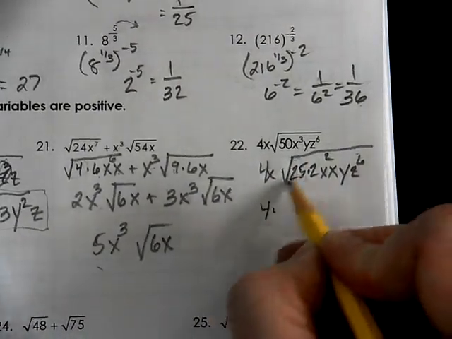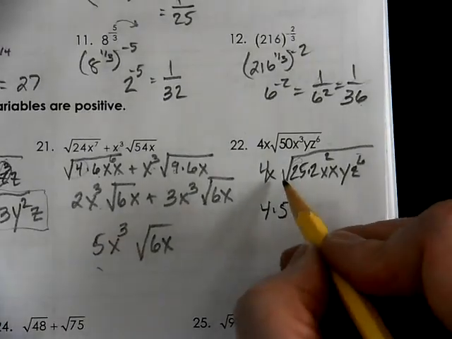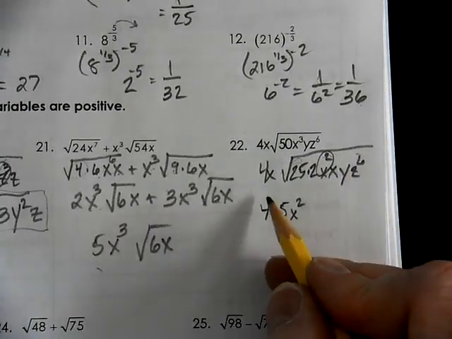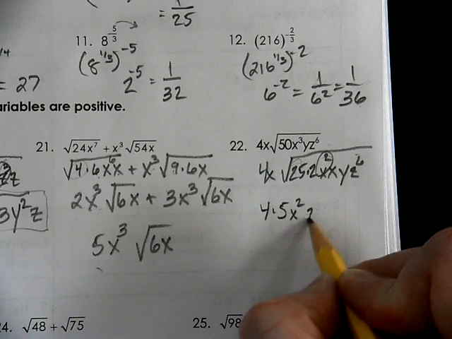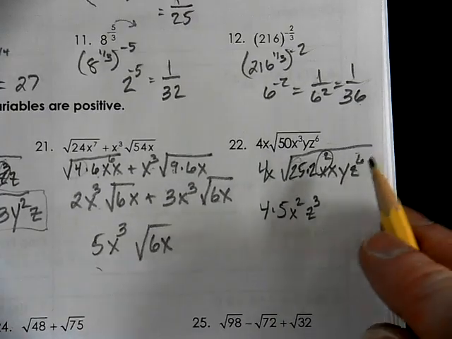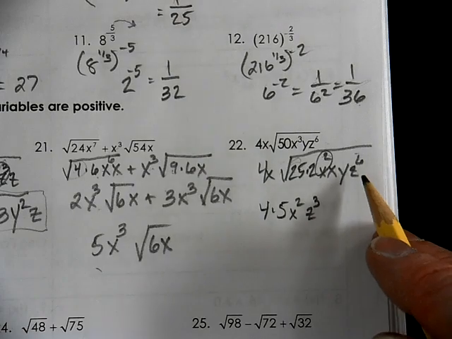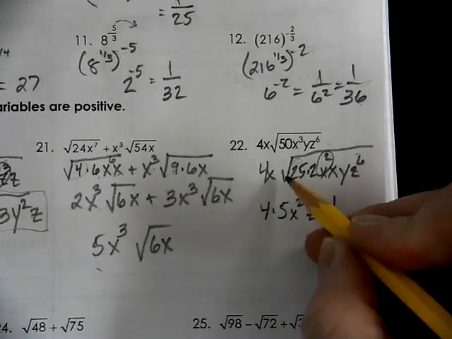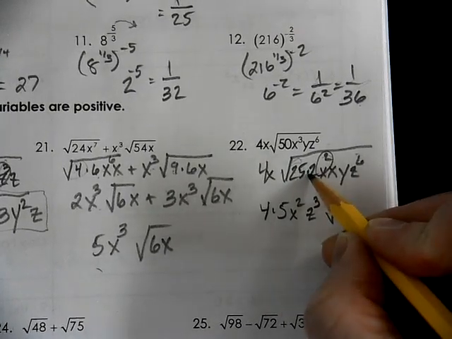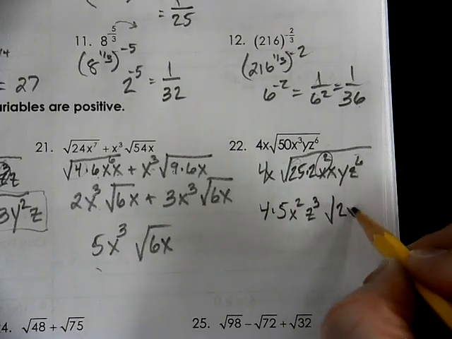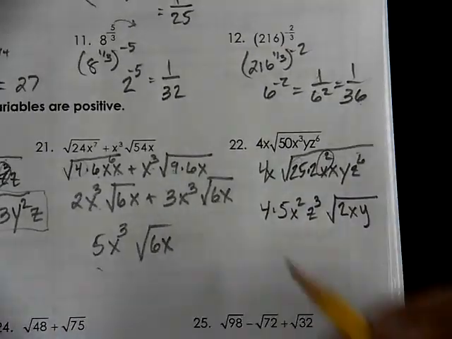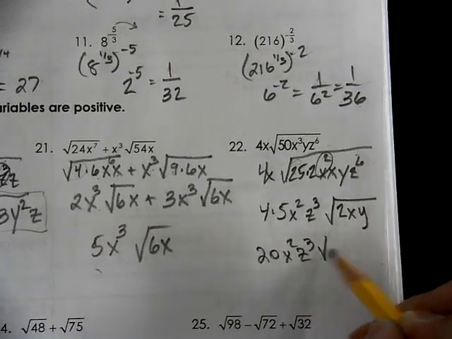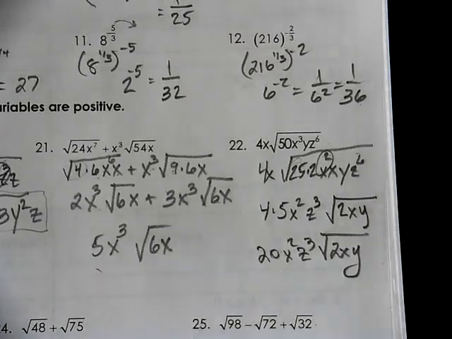So this is 4 times the square root of 25, which is 5. We have the x that's out there and another x to make that x squared. And we have z to the 3rd power, because that's 2 of them, 4 of them, 6 of them. 3 different sets of 2, because it's a square root. That makes a 2 that we didn't use, an x, and a y that we didn't use. So this becomes 20 x squared z cubed square root of 2xy.